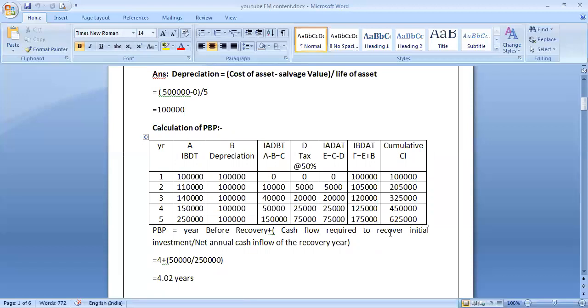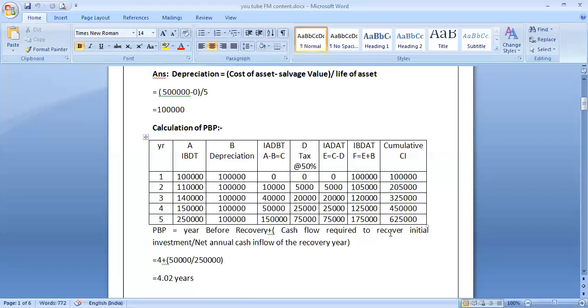Whereas the fourth column is income after depreciation before tax. That is, we have to deduct depreciation from the incomes or the cash inflows which is given. Then the next column is denoted as the D column, tax rate at 50%. We are going to deduct the tax from the cash flows after depreciation before tax. Then we will arrive at the income after depreciation and tax. We have denoted it as the E column.